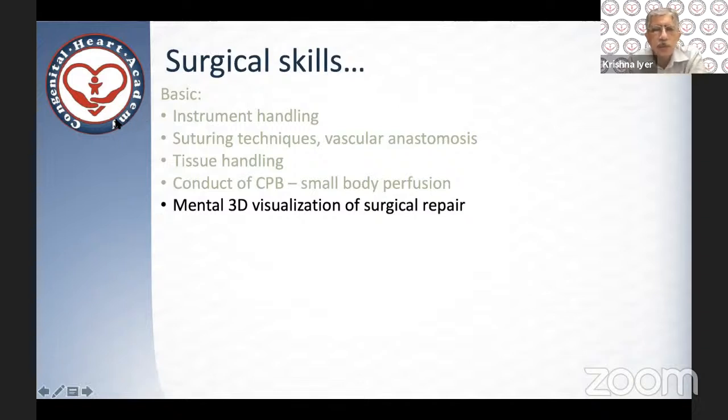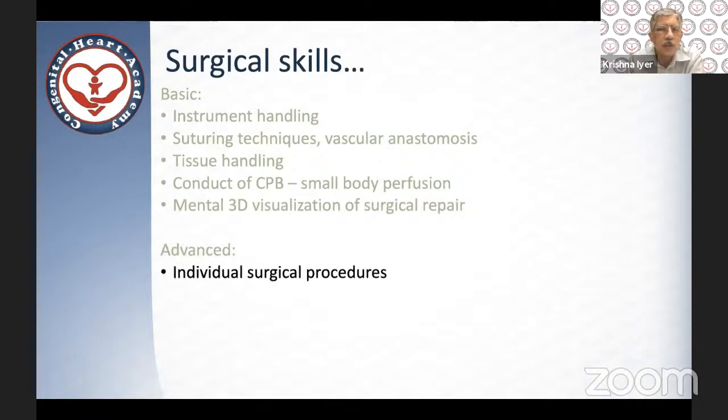There's a mental 3D visualization of surgical repairs. When you're working on a collapsed cardioplegic heart, the structure is very different to what it will be when the heart fills up and beats. And so the essence of a good surgical repair is an accurate 3D rendering of this. And the surgeon has to visualize this in his mind before he starts the repair. The advanced surgical skills include individual surgical procedures. So how to do a Senning procedure, or how to do an arterial switch, or how to do a truncus arteriosus repair.